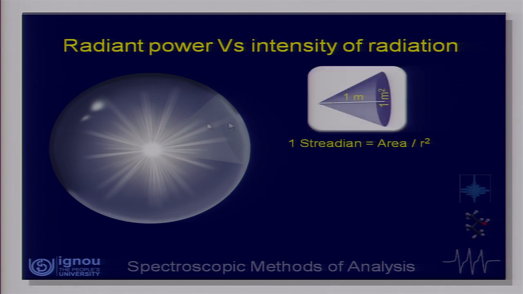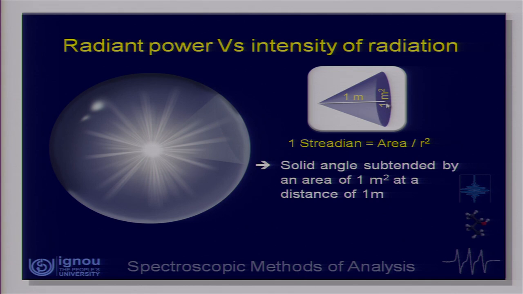Suppose I take this sphere, cut a cone through it and look at this. If I have a cone with a surface area of about 1 meter square and the radius of the sphere happens to be, say, 1 meter, then by definition 1 steradian is equal to the area by r square. Since the area is 1 meter square and r square is again 1 meter square, it is 1 steradian. That means a solid angle subtended by an area of 1 meter square at a distance of 1 meter is 1 steradian. The radiant power per unit solid angle happens to be the intensity.